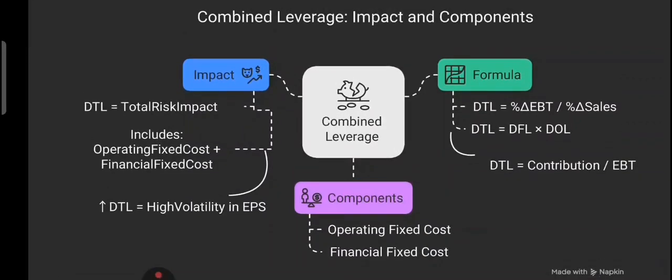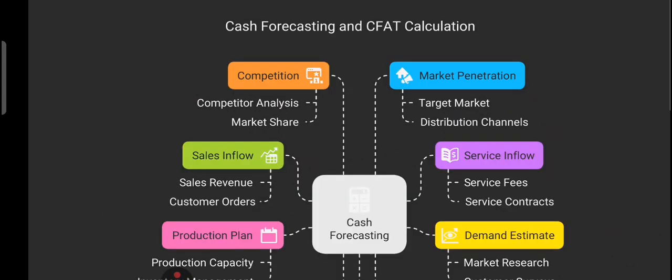I have provided you information regarding DFL, its implication, and its calculation. So first of all, cash forecasting.